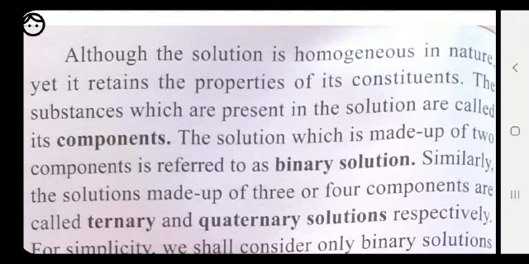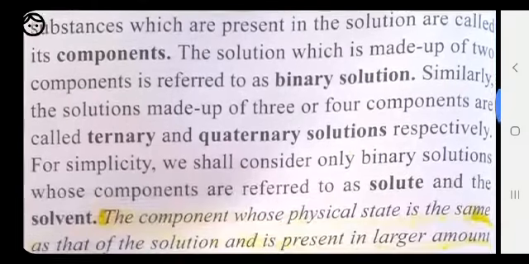They all make a solution, but it depends on the number of solutes. If we have one solute plus one solvent, it is binary because two substances are there. Binary means two, tertiary means three. In tertiary we have two solutes plus one solvent. In quaternary we have three solutes plus one solvent. So on the basis of the number of solutes present in the solvent, it is divided into binary, tertiary, quaternary and so on. These are the types of solution.